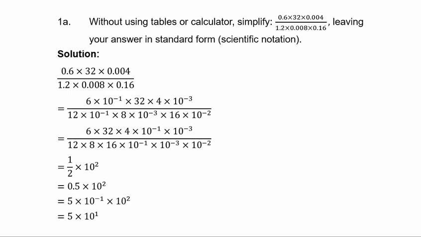Question 1A. Without using tables or calculator, simplify this, leaving your answer in standard form, that is scientific notation. Solution: we have the given problem. In order to show that no calculator or tables are involved, you have to work it out manually by converting the decimal numbers to whole numbers.